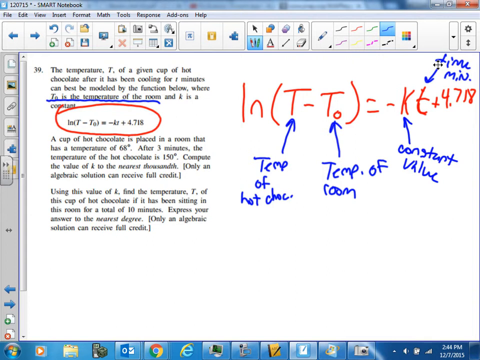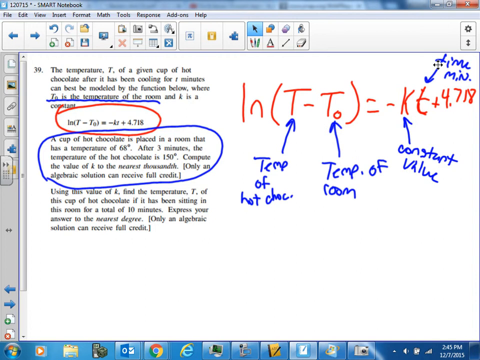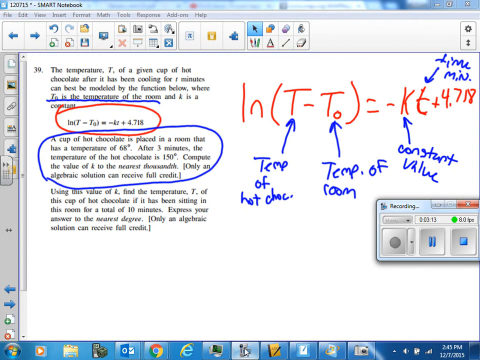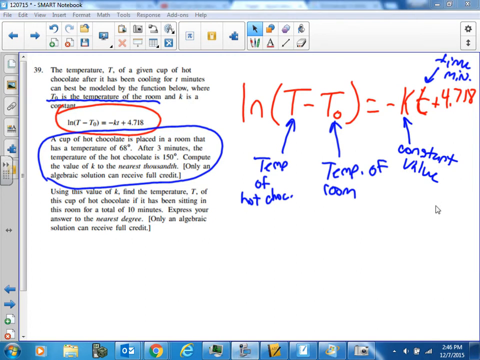So let's go down to the second part. It says a cup of hot chocolate is placed in a room that has a temperature of 68 degrees. All right, so now we have our room temperature right there. After 3 minutes, the temperature of the hot chocolate is 150 degrees. Compute the value of K to the nearest thousandth. Okay, think about that for 1 second. All right, so back to looking at this.